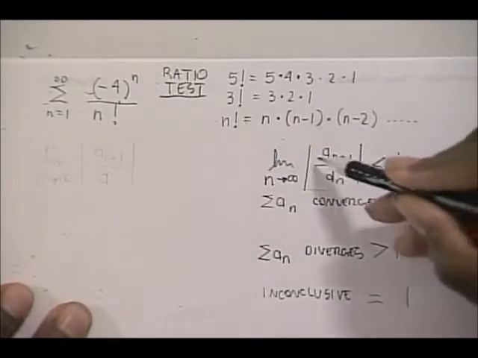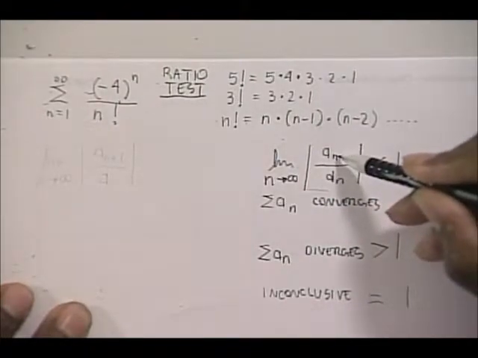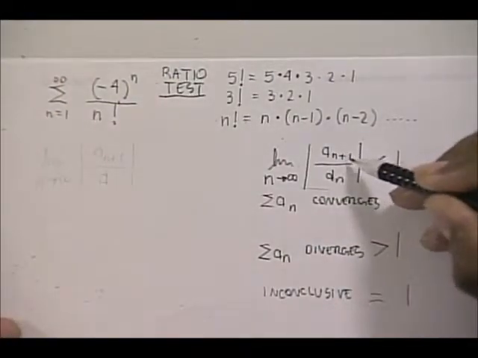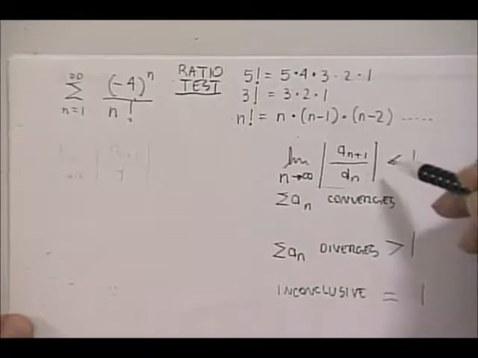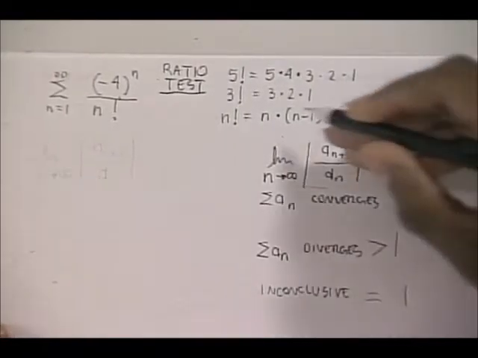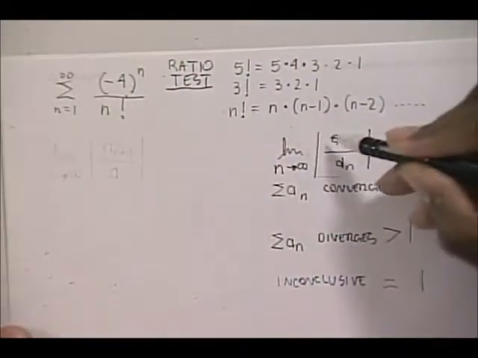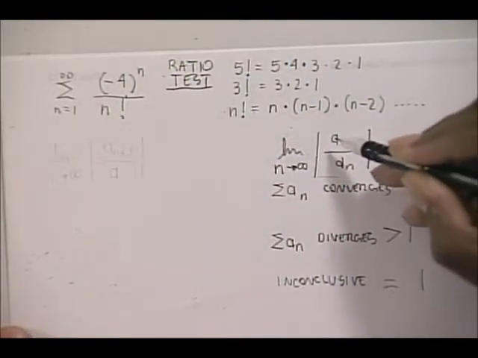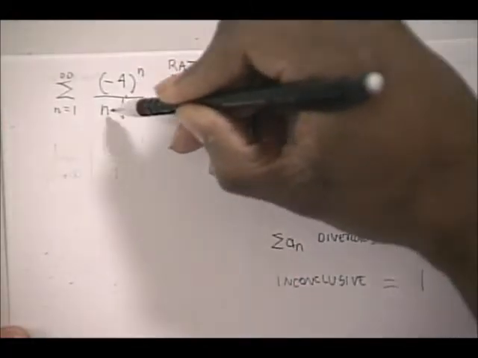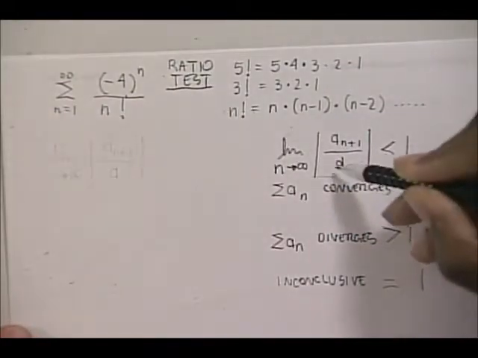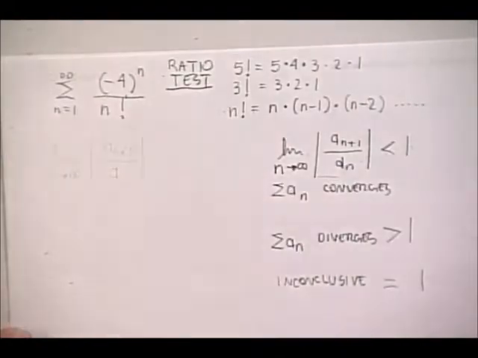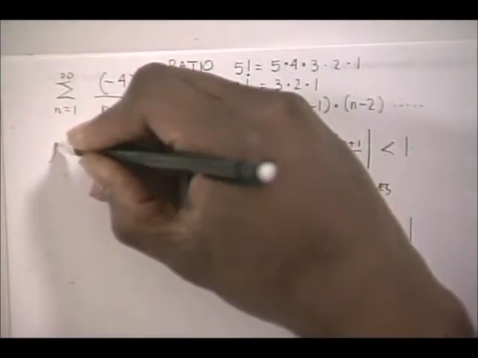So first off, what this a sub n plus 1 means is wherever you see n, you're going to substitute n plus 1. You see n here and here. So you're going to have a quotient where the numerator is you substituting n plus 1 here and here, and then the denominator is going to be a sub n, which represents the original series. Let's go on and do the problem.